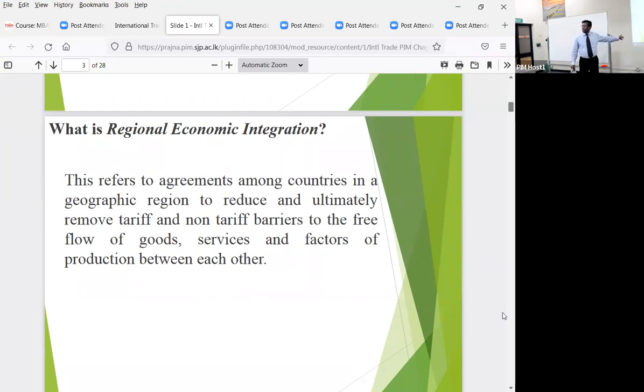Can you read this? Can you read it? Yeah. You can read. Do you want to pull this up?